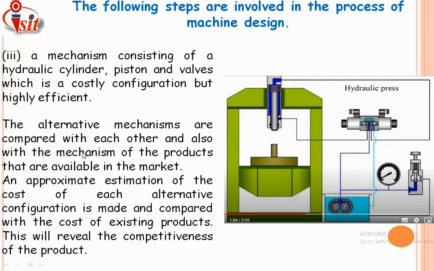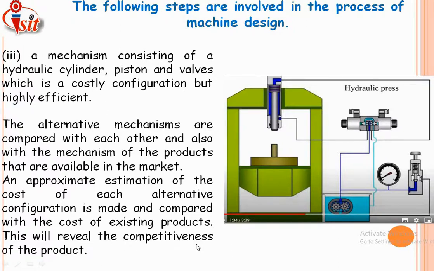The alternative mechanisms are compared with each other and also with the mechanism of the products that are available in the market. Now, if you are designing a certain product, then first of all you have to compare what are the mechanisms actually available in the market. If you're designing the same product but with a different mechanism, then you have to study these different mechanisms of that product or that component. An approximate estimation of the cost of each alternative configuration is made and compared with the cost of existing products. This will reveal the competitiveness of your product. That is the most important.